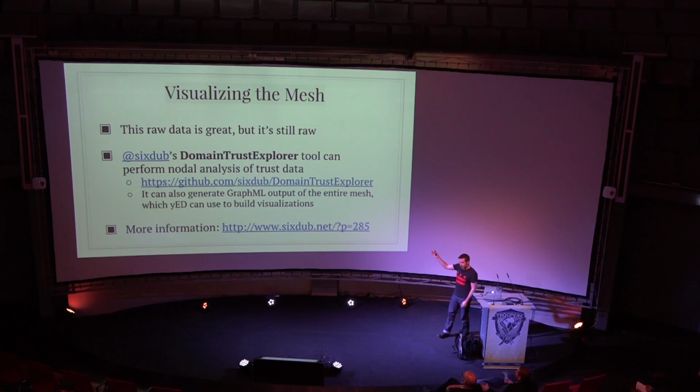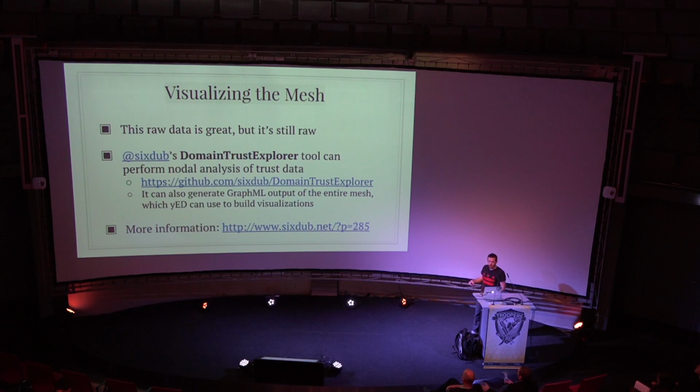And when 6dub came on board to work with us, he looked at me crawling through all these CSVs and was like, this is terrible. Why are you doing this? Come on, do a little analytics, throw something on it. I don't know why I didn't think of it. But he built a tool called Domain Trust Explorer, which will ingest the output of Map Domain Trust. It'll take the CSV, and then it can do nodal analytics on it: shortest path, centrality, things like that. My favorite feature is it can output GraphML.